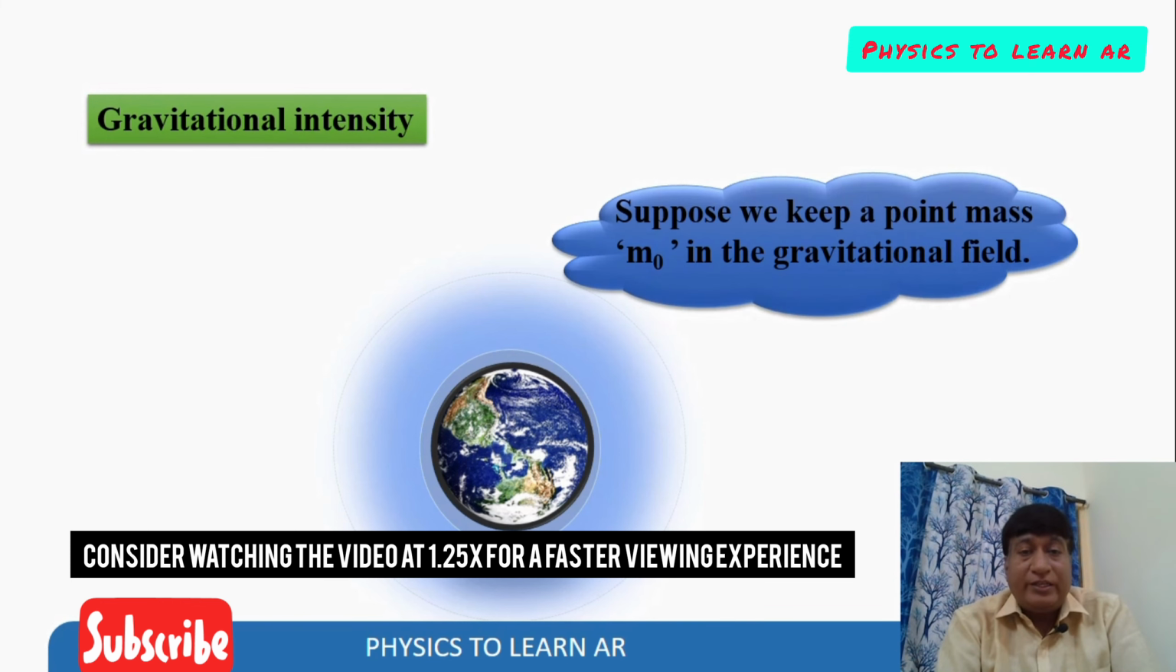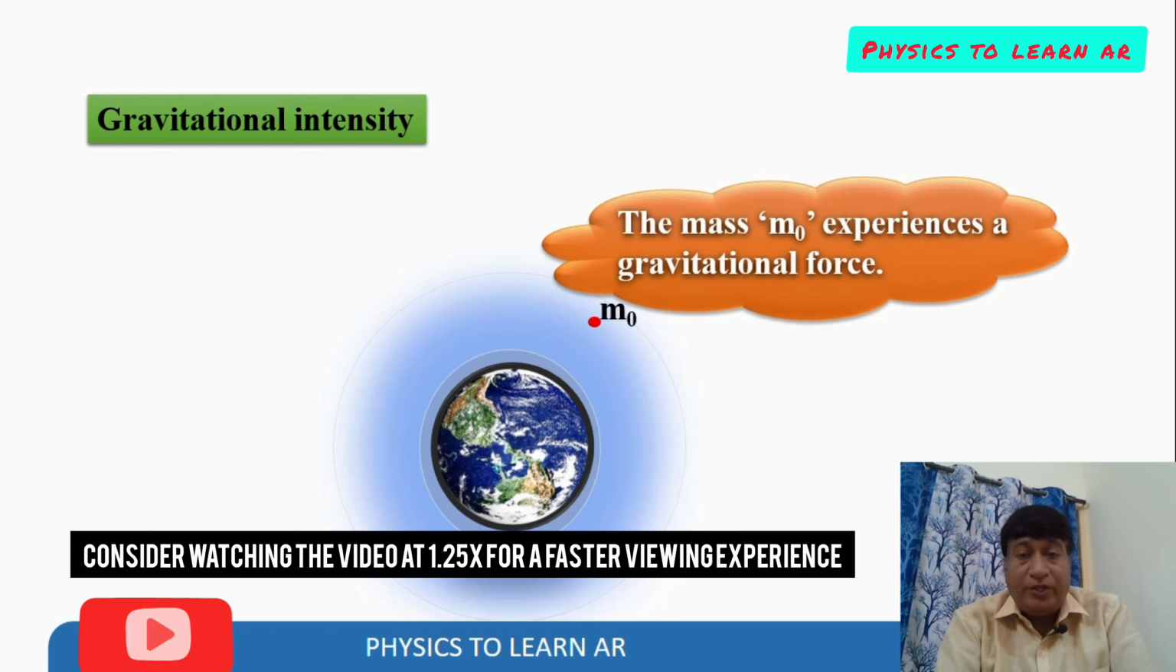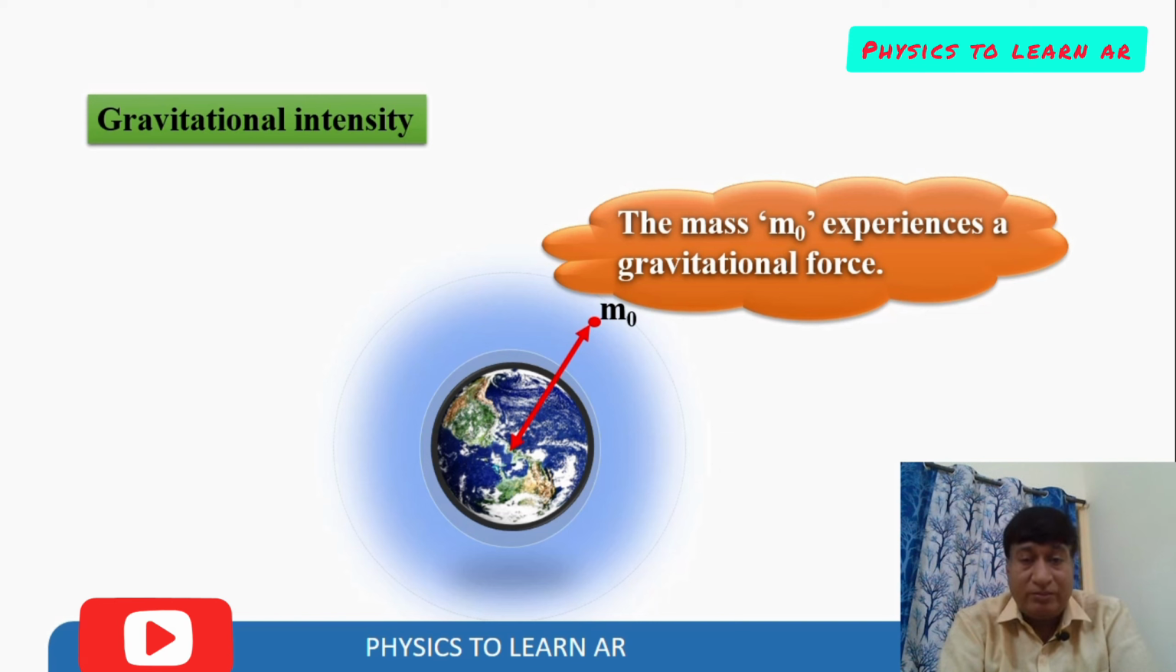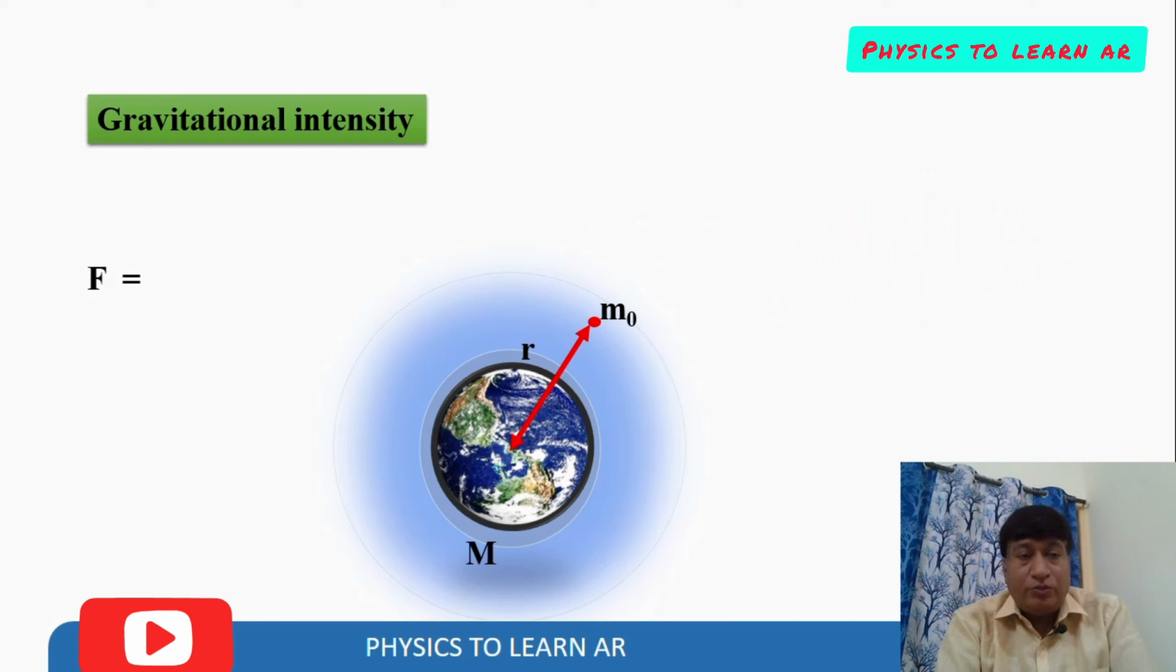To explain gravitational field intensity, suppose we keep a point mass m0 in the gravitational field. The mass m0 experiences a gravitational force, because you have already studied that whenever there are two bodies, there is a gravitational force between them. What is the formula for gravitational force? We have already proved it: F equals capital G into capital M m0 by r square.